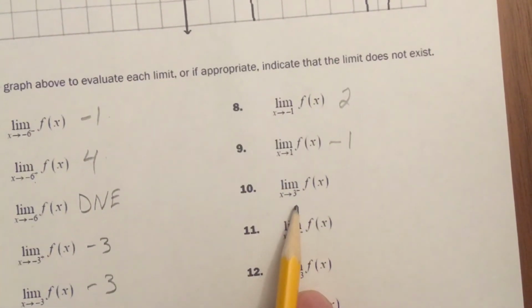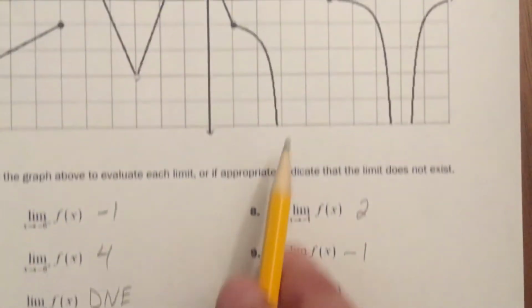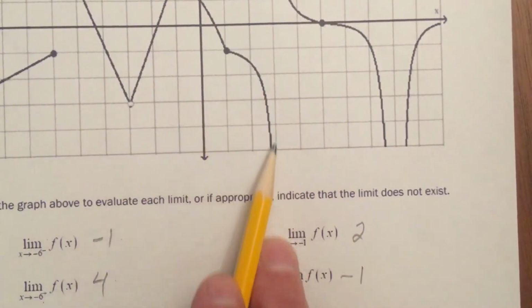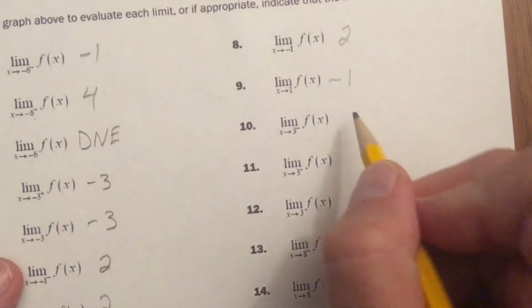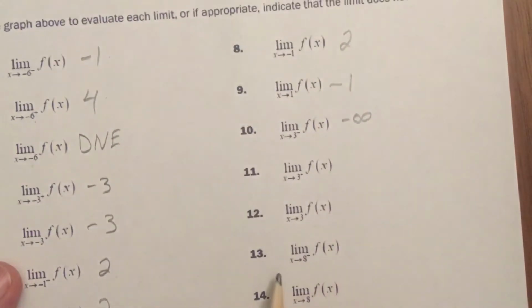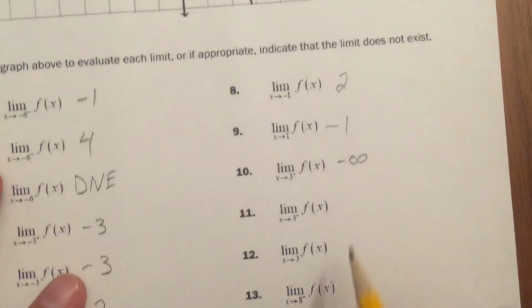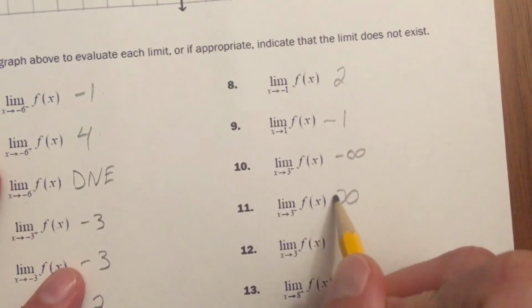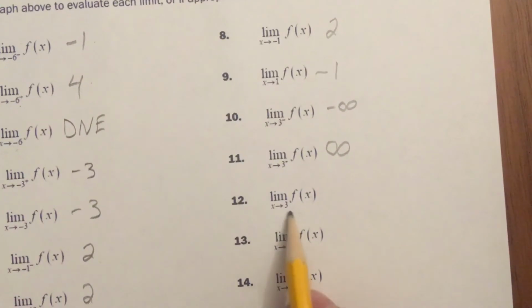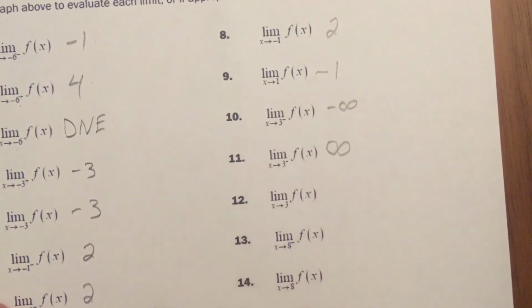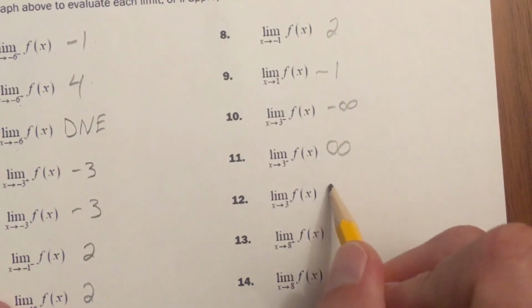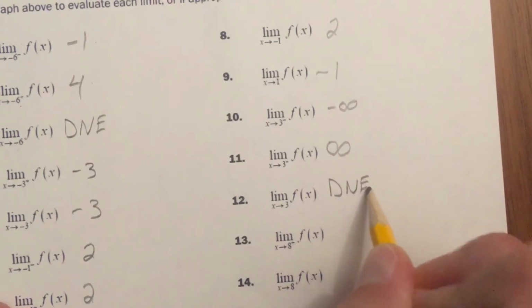How about as we approach 3 from the left side? So 3 from the left side is heading down towards -infinity. But as we approach 3 from the right side, we're heading up here towards +infinity. What's the full limit at 3? Well, we don't have agreement. We're heading off into two different parts of an asymptote, so that limit does not exist.